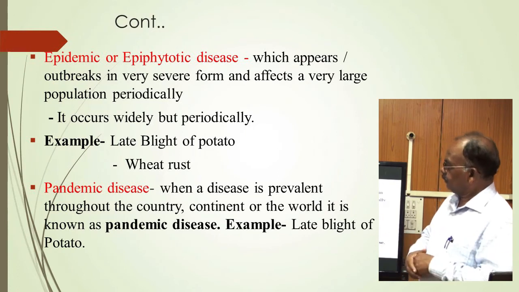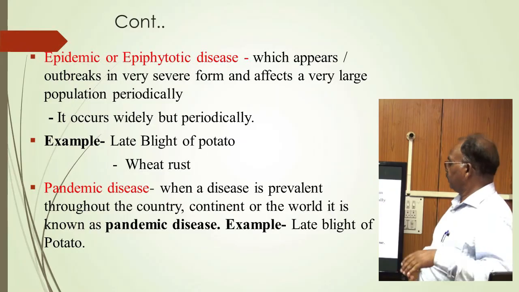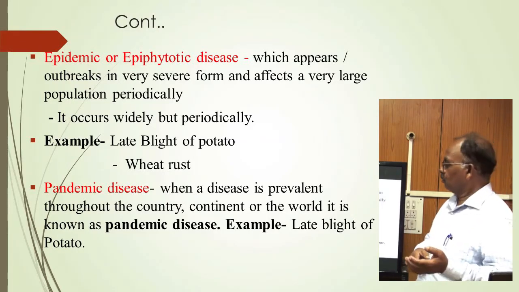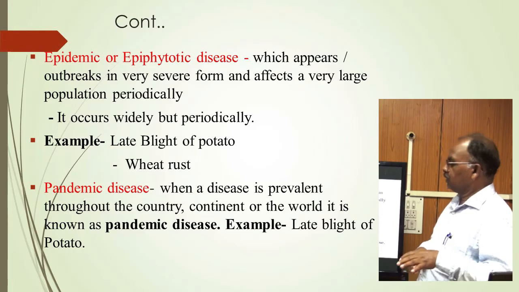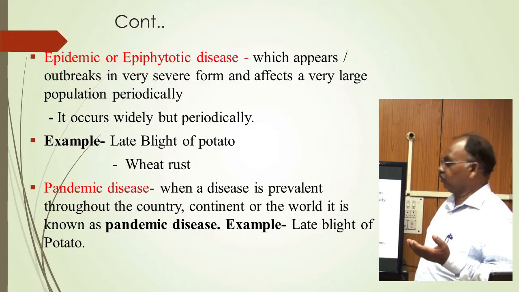Now the next disease is pandemic disease. When a disease is prevalent throughout the country or continent or the world, then it is known as pandemic disease. As for example, late blight of potato.